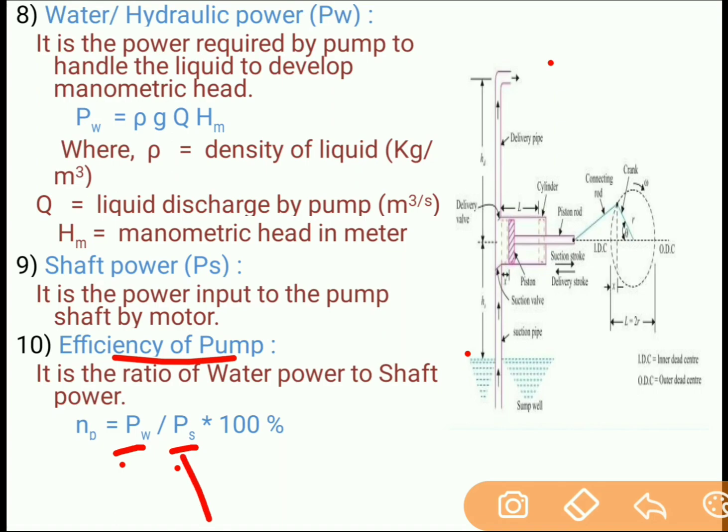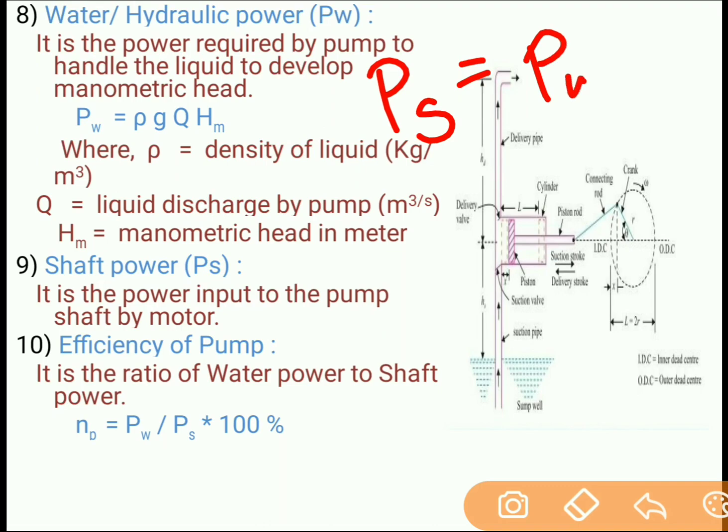Now mind well that shaft power will be more as compared to the water power. Over here, shaft power is the power which is supplied by the motor, so that power is PS. Water power is the power which is used to transfer the liquid from sump to the delivery pipe. So shaft power is equal to water power plus some frictional power loss. It is because some of the power from the motor to the pump is lost due to friction. This frictional power loss can be considered as PF.